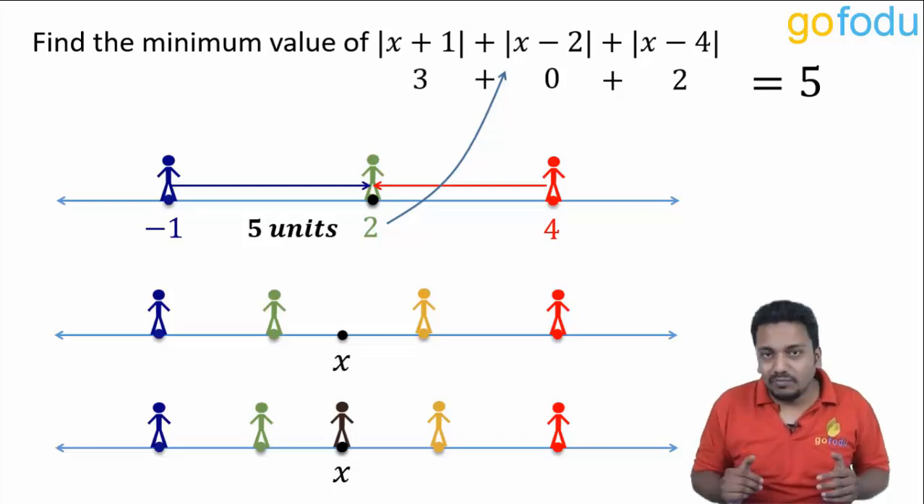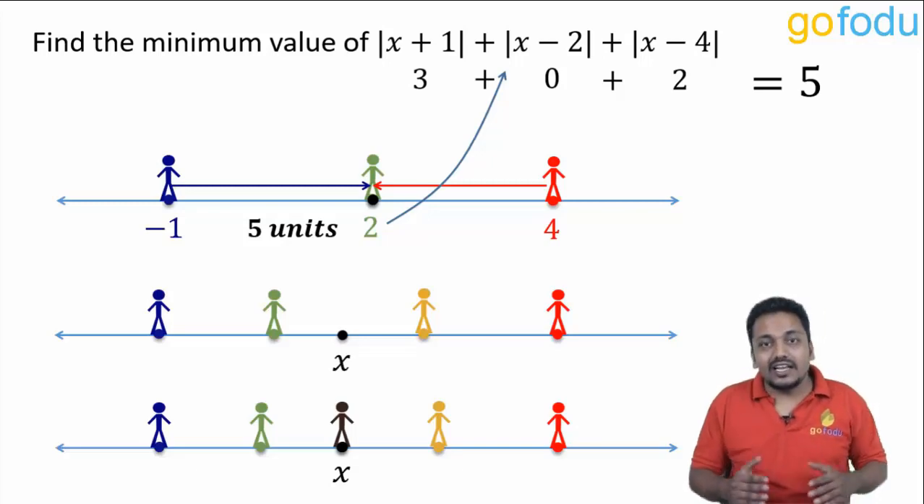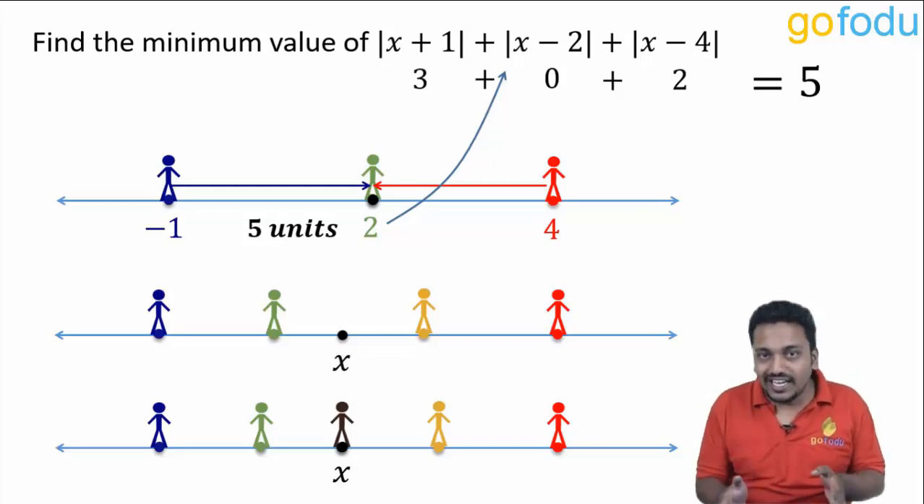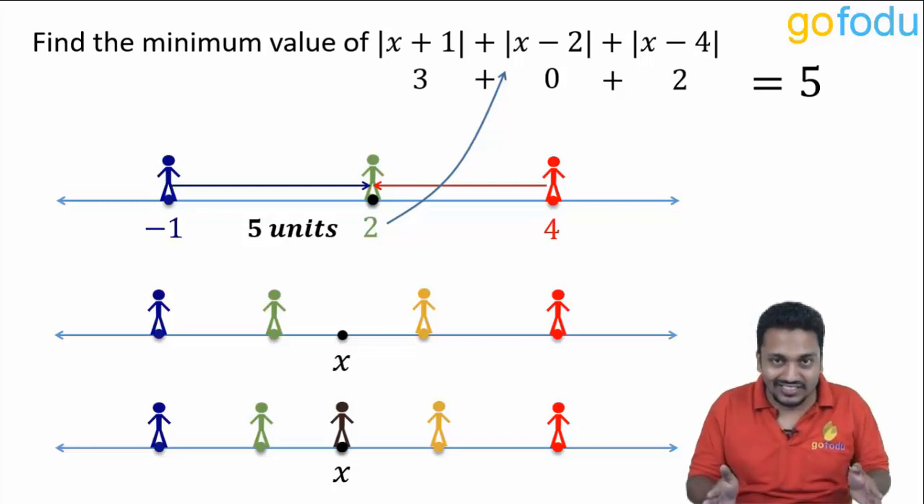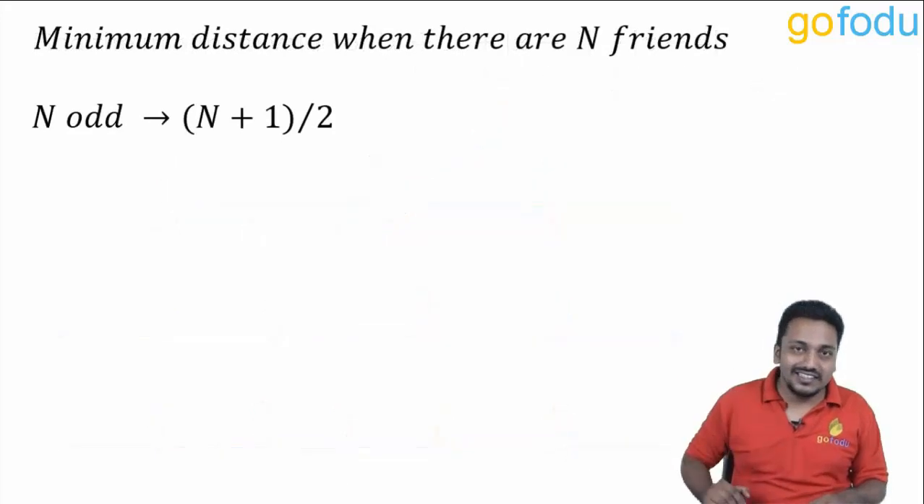Basically, when there are odd number of people, the point of meeting is the middle guy. And when there are even number of people, we have 2 guys in the middle, and the point of meeting can be anywhere between these 2 guys. If it is still not clear, then look at this.